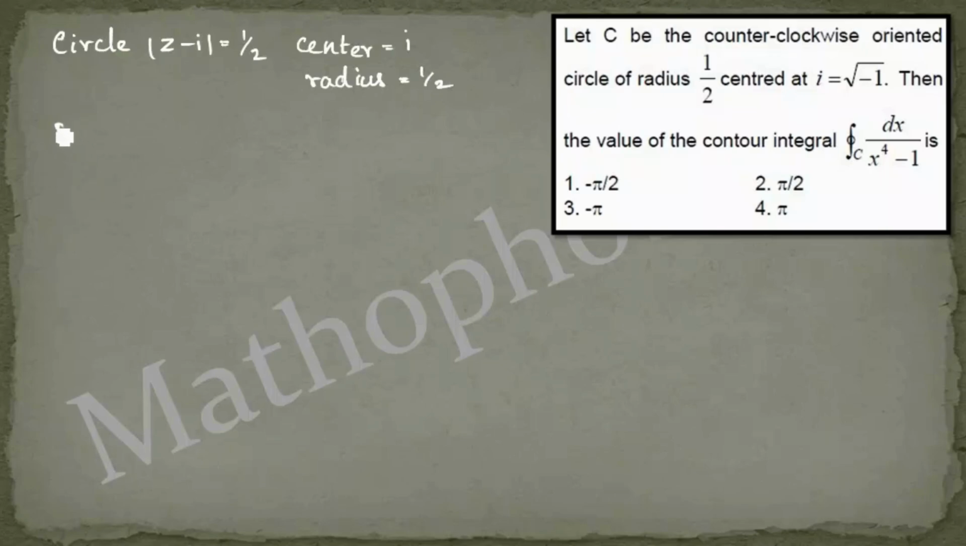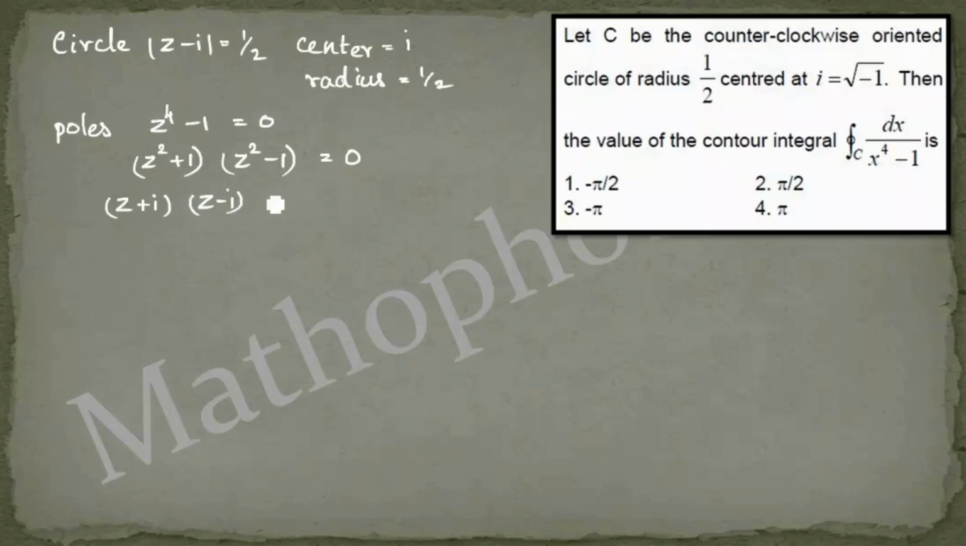Next நம்ம ஃபர்ஸ்ட் போல்ஸ் ஃபைண்ட் பண்ணுறதுக்கு we'll take z power 4 minus 1 is equal to 0. So this implies (z square plus 1)(z square minus 1) is equal to 0. இப்போ இதை ஃபேக்டரைஸ் பண்ணால் (z plus i)(z minus i)(z plus 1)(z minus 1) is equal to 0. இப்போ நம்ம பாயிண்ட்ஸ்லாம் கன்சிடர் பண்ணால் ஃபர்ஸ்ட் z is equal to i point consider பண்ணா modulus of i minus i is equal to 0 which is less than 1/2.